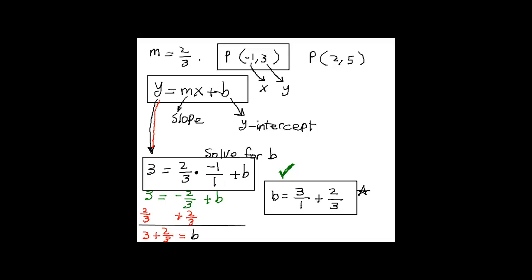From the given point, I take its corresponding values in terms of x and y. For every y, I'm substituting 3, and for every x, I'm substituting minus 1. Then I know the slope is 2/3. I'm substituting here and just solving for b. As you see, I have 3 equal to minus 2/3 plus b. I'm adding 2/3 to both sides of the equation, and I get 3 plus 2/3 equal to b.